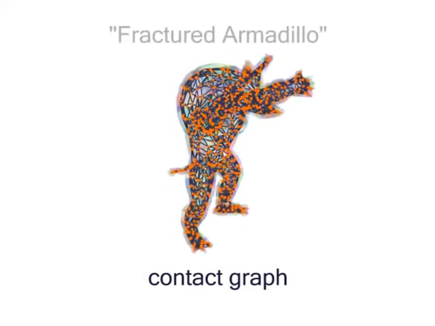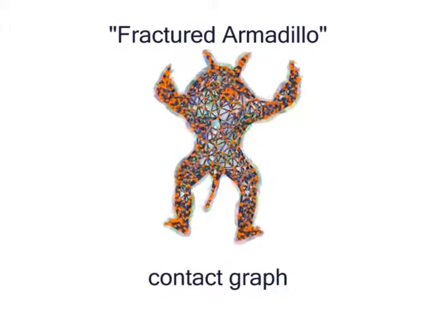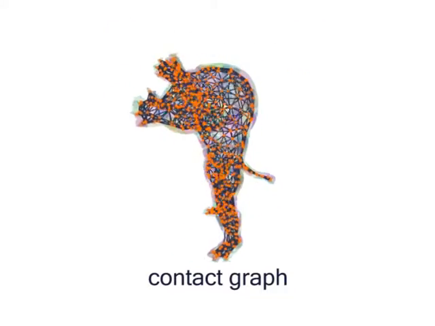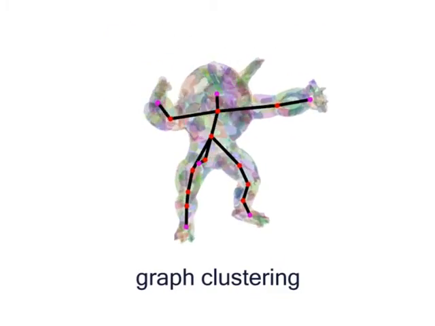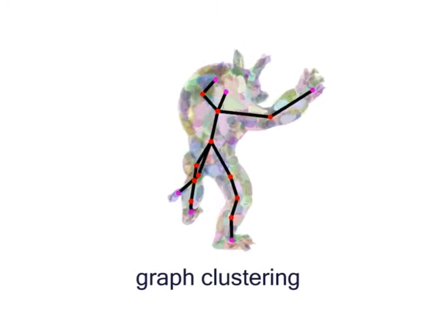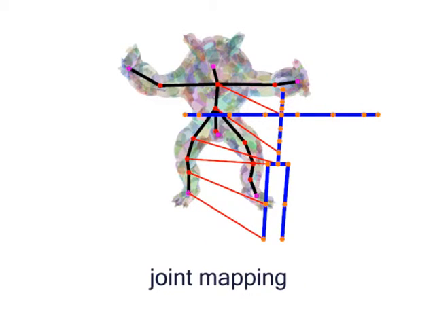This is a very different input mesh that was generated by dividing the armadillo model into a large number of separate components. The graph clustering works well and successfully generates a coarse skeleton and rigid skinning for this input.